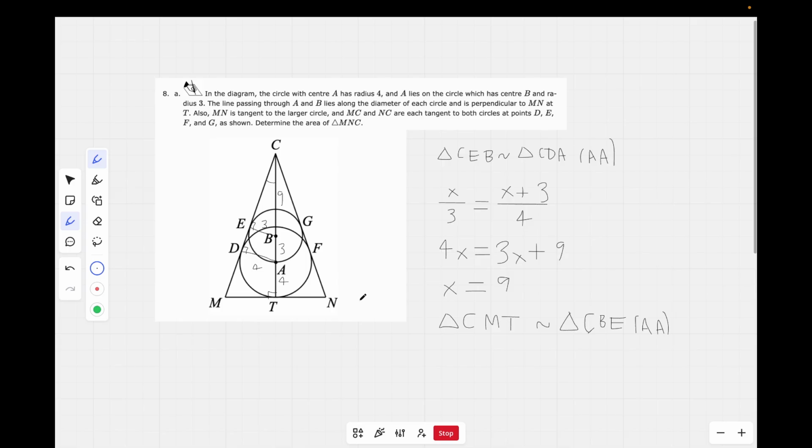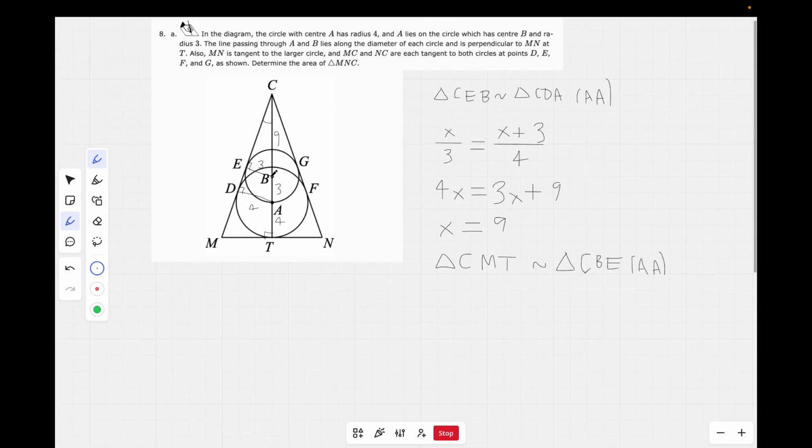So we have that BE is equal to 3 and BC is equal to 9. We want to find MT when we have CT. So one way we can do this is by calculating CE using the Pythagorean theorem. And CE is equal to the square root of 9 squared minus 3 squared. So it's the square root of 72, so it's equal to 6 root 2.